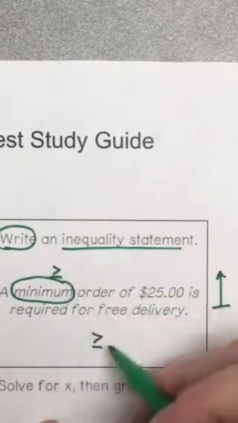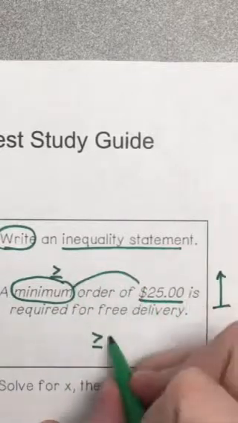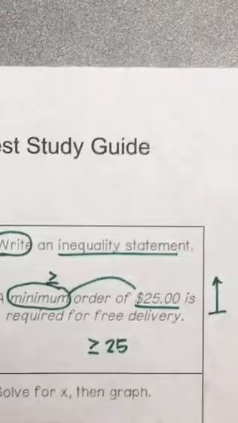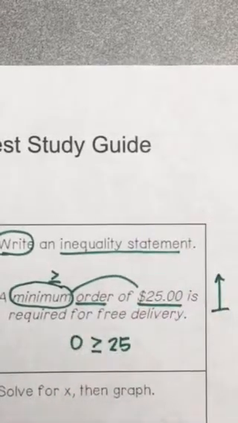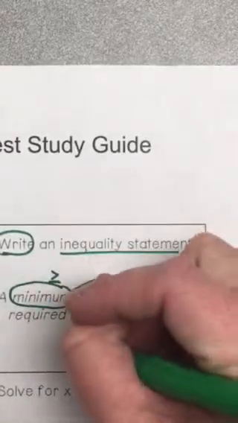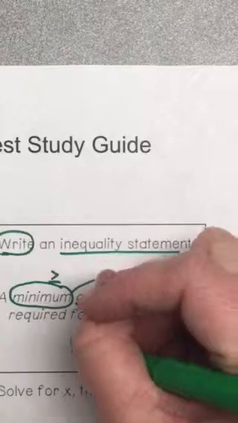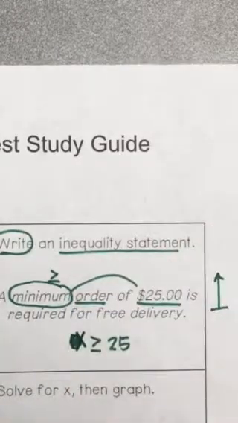And what is it going to be greater than or equal to? Well, it's going to be greater than or equal to this $25. And what is going to be my order? My order has to be greater than, or I don't like using the letter O. Now that I see it, it looks like a 0. So let's go ahead and just use the letter X. That X needs to be greater than or equal to $25.